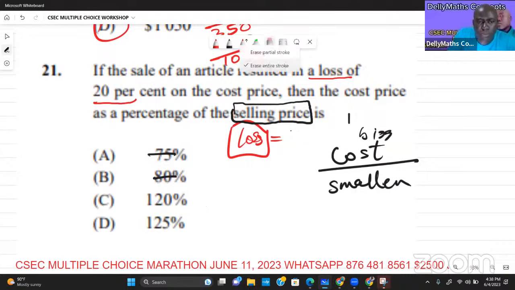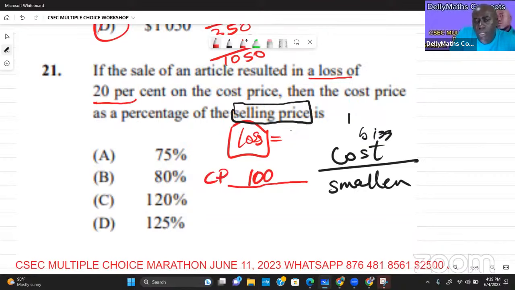Let me work it out. 100, and let me put this. This was cost. Let me put it beside it for you. And then the selling goes at the bottom, and it was sold for 80% of its value, right? This is 1.25, I think, which is 125. So this is the idea.